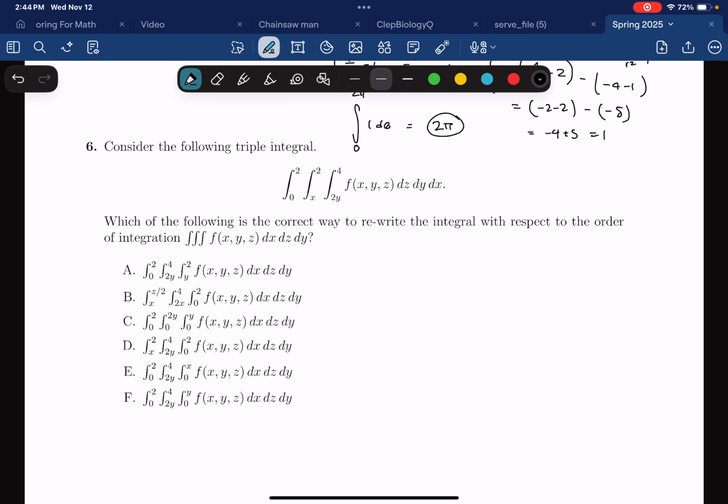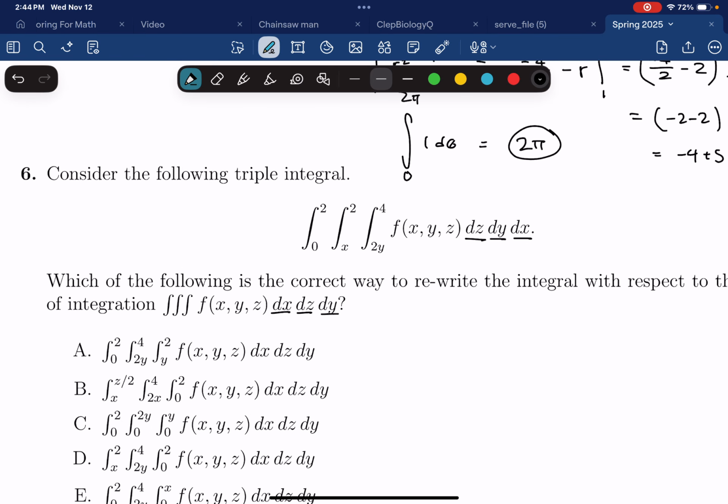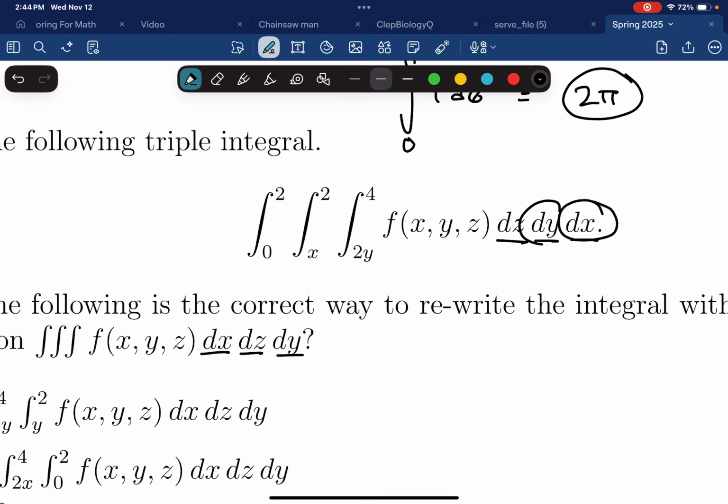Okay, so considering the following integral, which of the following is the correct way to rewrite the integral with respect to the order of integration dx, dz, dy, when the original integration order was dz, dy, dx? Now, I recently thought of this, and I'm going to teach it to you guys because I think it's helping me out a lot. See these integration things right here? We're going to go backwards a little bit.